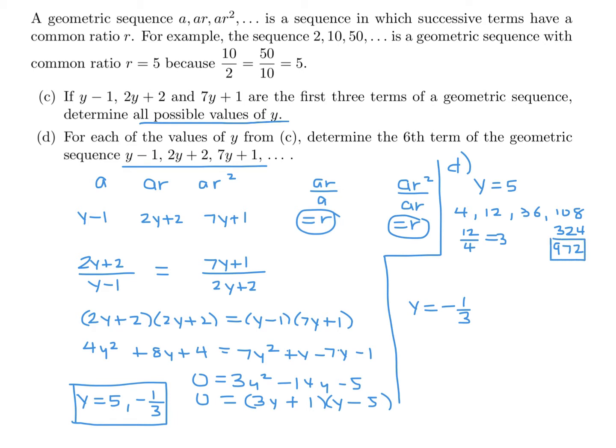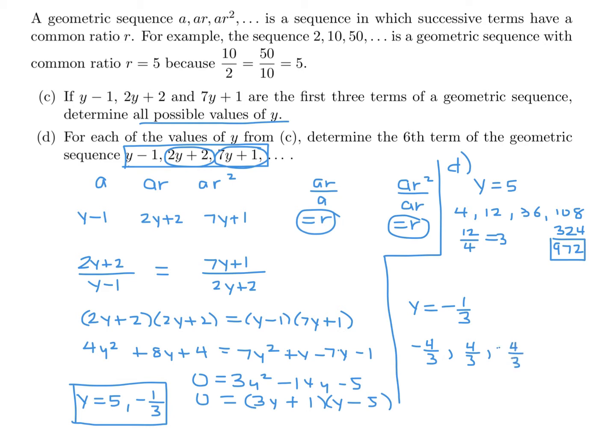Okay, let's do it for y equals negative 1/3. Again, plugging y equals negative 1/3 into that. For the first one, it would be negative 1/3 minus 1, which is negative 4 over 3. Then 2y plus 2, when y is negative 1/3, would give me negative 2/3 plus 2, which is 4 over 3. And then 7y plus 1, so that'd be negative 7 over 3 plus 1, which is negative 4 over 3.